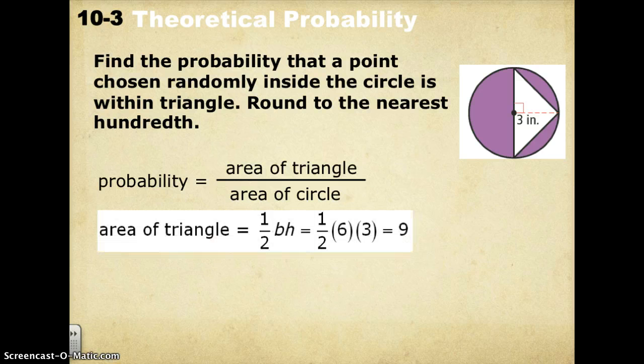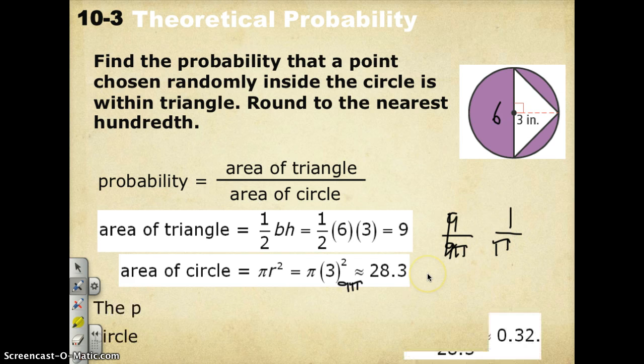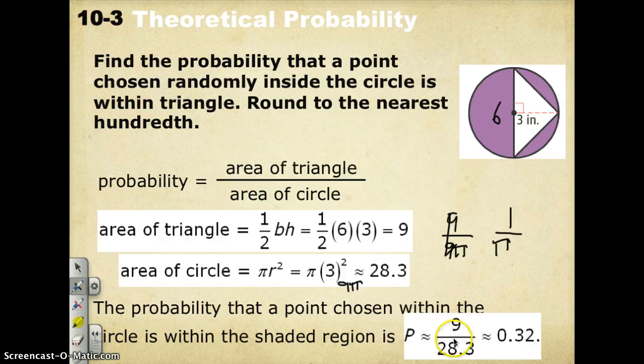So if we recall, the area of a triangle is half the base times the height. Because we know the radius is 3, both of these extending from the middle would be a radius of 3, which is a total of 6. So 6 inches is the base, 3 is the height, half of that equals 9. Area of the circle, pi r squared, radius is 3. We get approximately 28.3, which we could also write as 9 pi. So we technically get a fraction of 9 over 9 pi, which would be 1 over pi, or we get a fraction of 9 over 28.3.